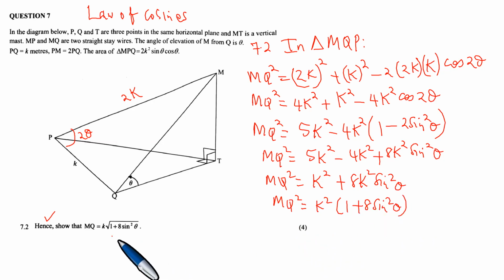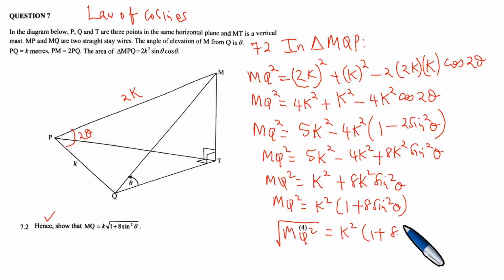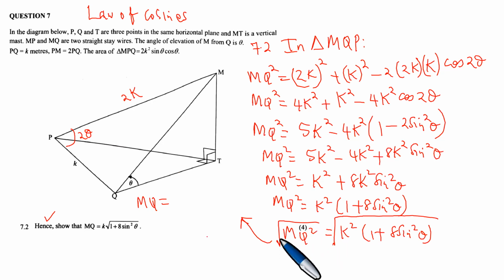Right, so this one is straightforward. We are very close to the result, and we can just take the square root of both sides. So we have the square root of MQ squared equal to the square root of k squared into 1 plus 8 sine squared of theta. On the left-hand side we therefore have MQ. If you take the square root, the square goes away, and the square root of k squared becomes k because k is positive. So we have 1 plus 8 sine squared of theta, and this is exactly what they asked the students to prove, in the province of Gauteng, for 4 marks. And so we have managed to prove this using the law of cosines.